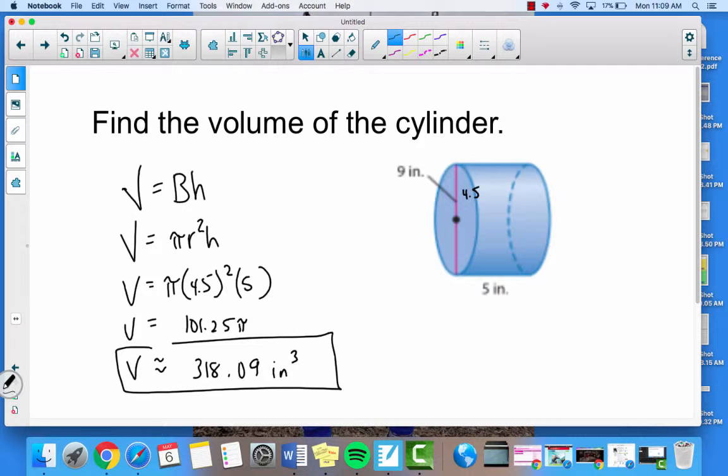Just read your directions, make sure you see what they want you to round to, and then you can go from there. That's really it for this section. There's only one formula. You just have to know all your formulas for your different shapes back from unit 11 and 12, so that's going to be very important.